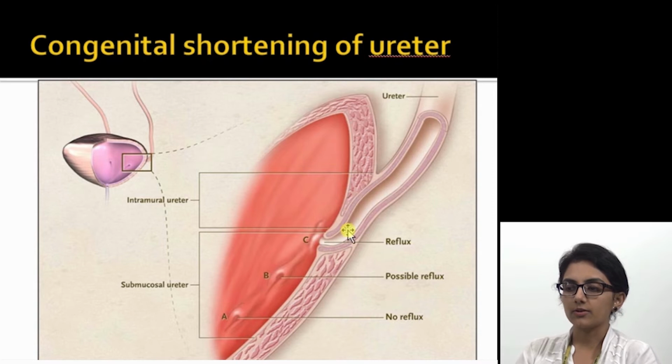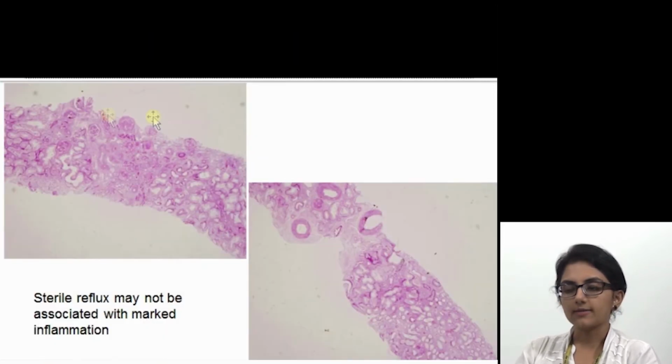In the situation where the ureter is shorter and has a shorter intramural course, like in situation B here, there would remain a possibility of reflux. And in the situation shown in C here, where there is a very short intramural component of the ureter, reflux would most likely happen. And this is what a biopsy of a patient with reflux nephropathy looks like. The sterile urine which is entering the kidney causes a bland form of damage and fibrosis without the inflammation that we associate with pyelonephritis.